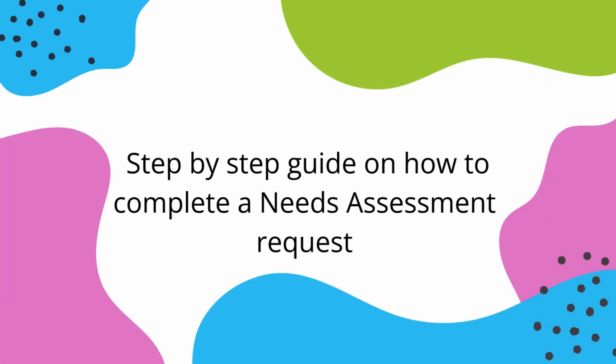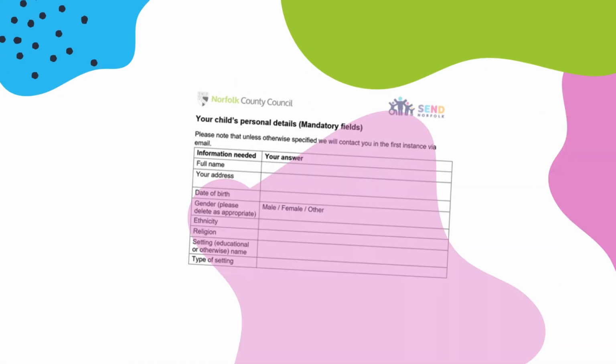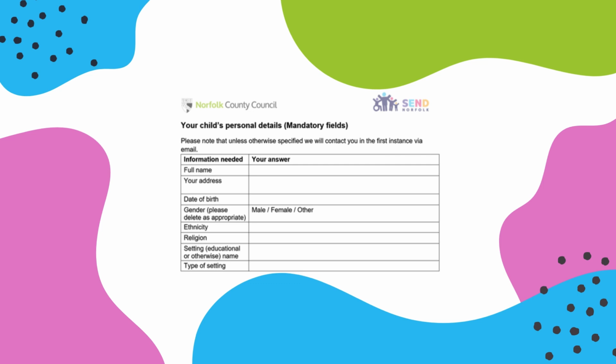EHC Needs Assessment. The following video is a step-by-step guide of how to complete a needs assessment form. The first section of the form asks for the child's details. The section which asks for type of setting means type such as mainstream, specialist, alternative provision, or independent.